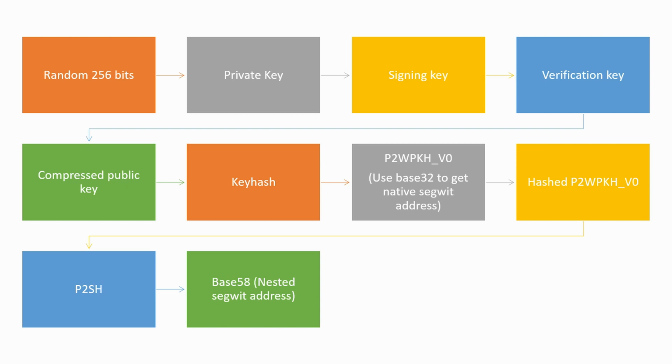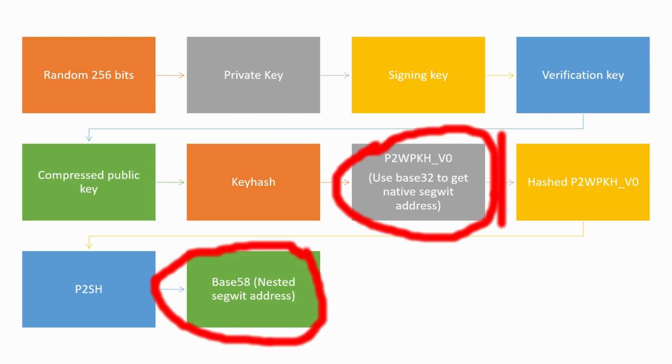Luckily, as we can see in this flowchart that I've made over here, the steps that are required in order to generate those two types of addresses are very similar, and in fact, creating a backward compatible and nested Segwit address is just an extension of the process that is required in order to generate the native Segwit address.